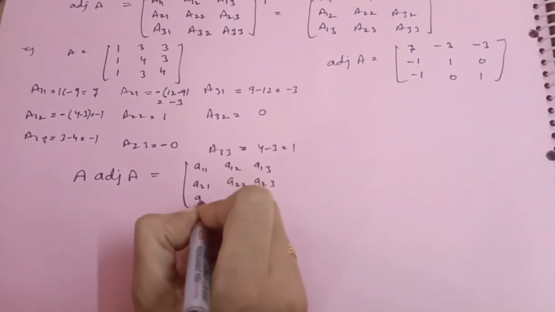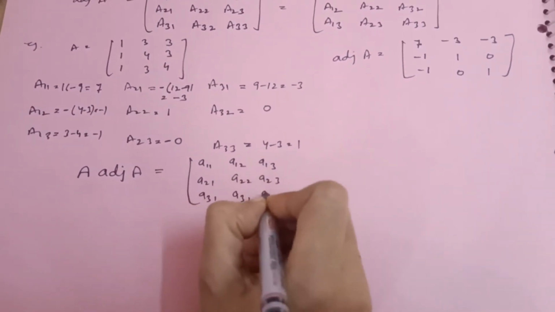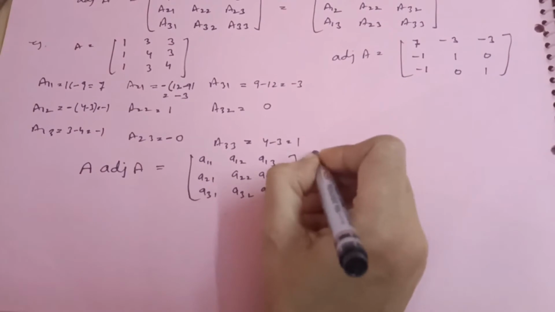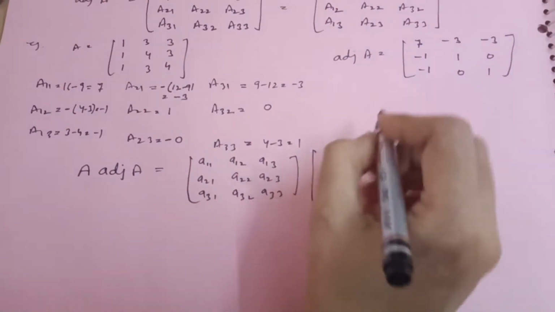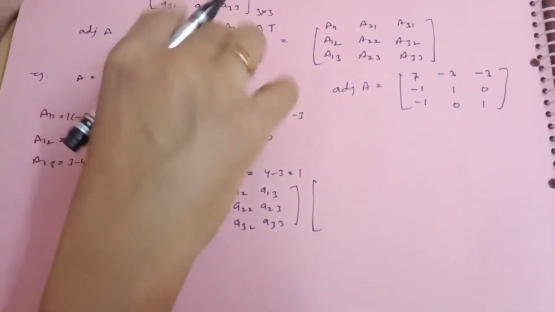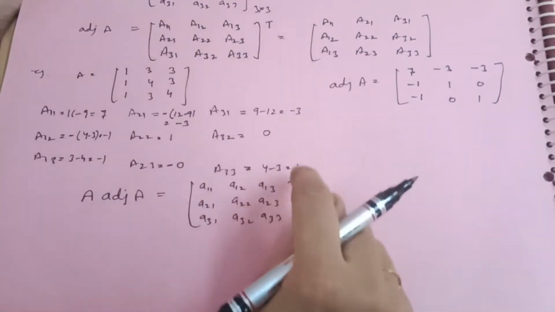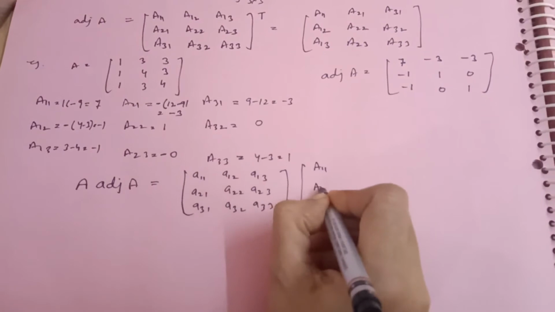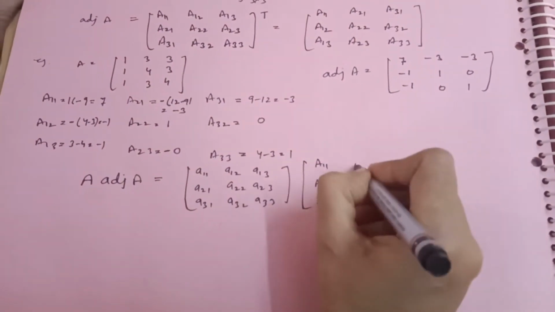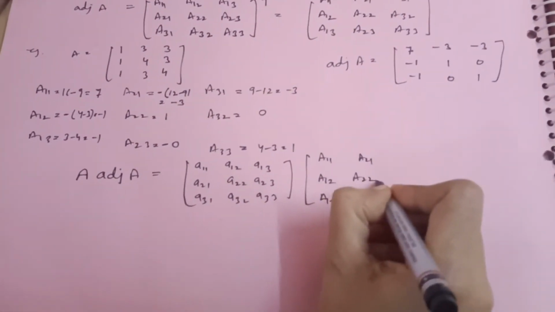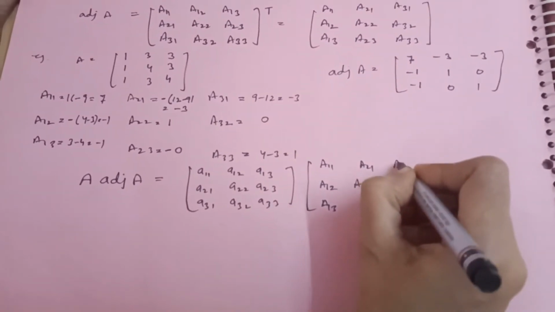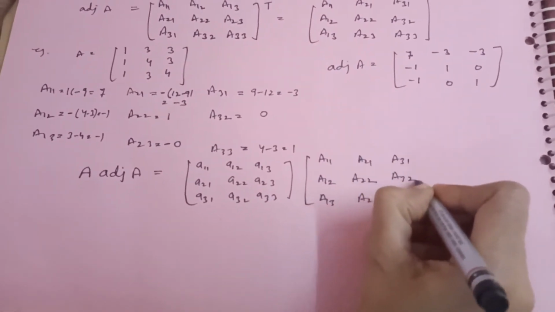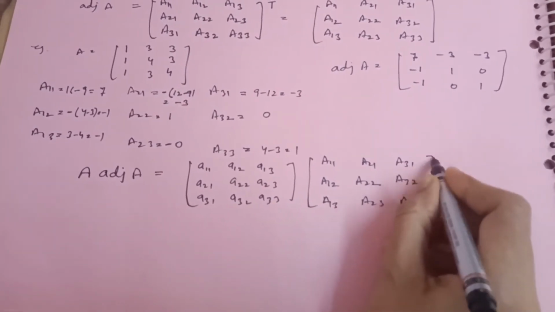Listen carefully: a31, a32, a33. And if I multiply it with adjoint A, which means the transpose of cofactors, as I already told you, don't write a11, a12 in that manner; you are going to write the transpose. It is a11, a12, a13 column wise, then a21, a22, a23, and then a31, a32, a33. Okay, and now you multiply.